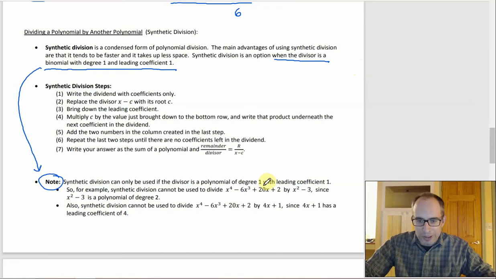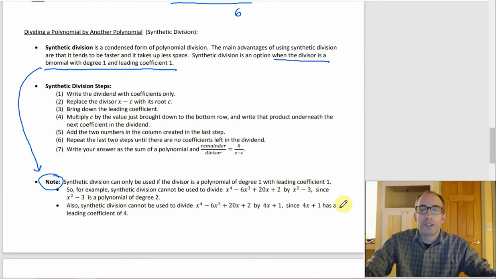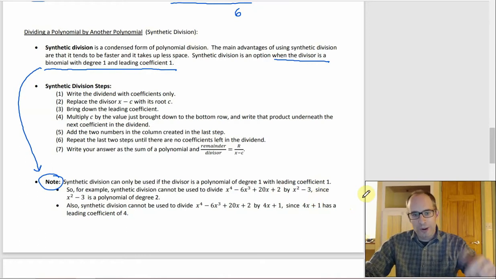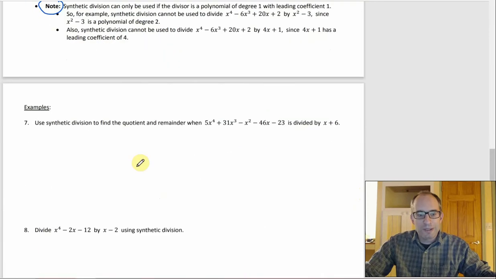So like if you were going to divide this polynomial by x squared minus 3, you can't do synthetic division because the divisor's got degree 2. And then this one, the divisor has a leading coefficient that's not 1, right? It's got a leading coefficient of 4 because of that 4x, even though it's got the right degree. So it's got to be degree 1, leading coefficient of 1. But if you've got that, then look how much less space I left here, even though this looks pretty big.